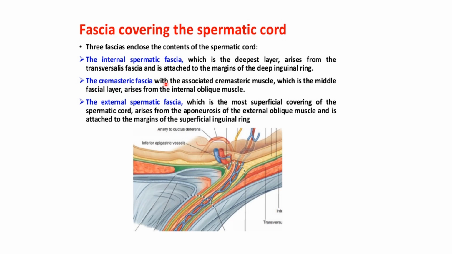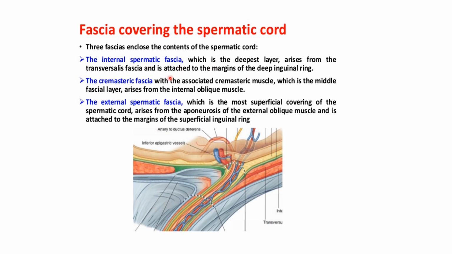So coming to the fascial coverings of the spermatic cord. The spermatic cord is covered by three fascial coverings from inside to outside. The innermost layer would be the internal spermatic fascia, and that basically arises from the fascia transversalis. And as I told you earlier, there's an opening inside the fascia transversalis, that is the deep inguinal ring. So this internal spermatic fascia will be attached to the margins of the deep inguinal ring.